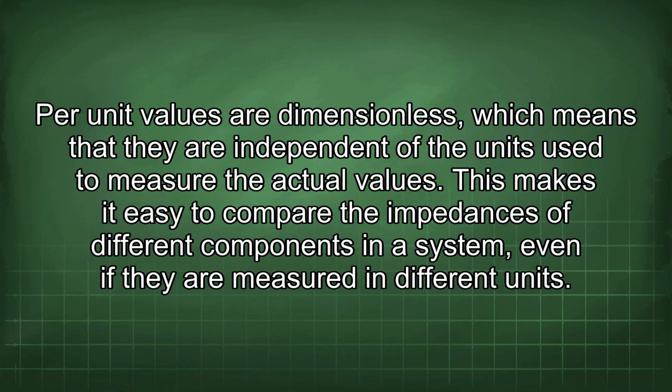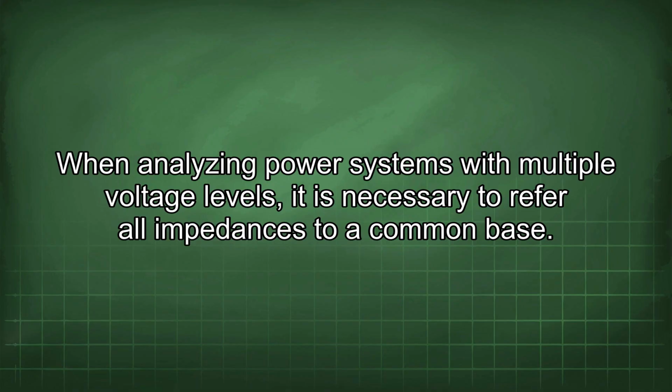Per unit values are dimensionless, which means that they are independent of the units used to measure the actual values. This makes it easy to compare the impedances of different components in a system, even if they are measured in different units. When analyzing power systems with multiple voltage levels, it is necessary to refer all impedances to a common base.